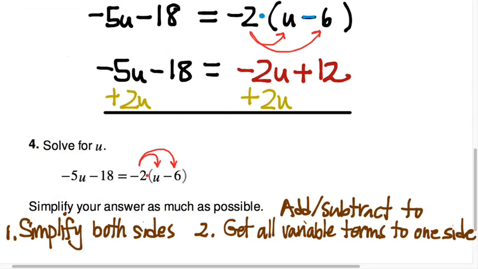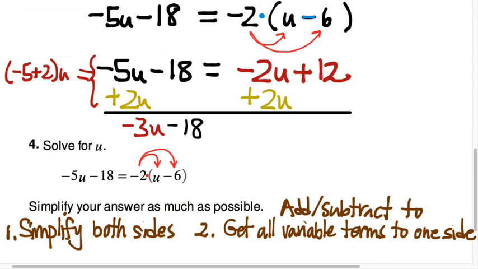So when I do that, how many u's do I end up with on the left-hand side? Negative 3. I end up with negative 3 for negative 5 plus 2, again using the distributive property of multiplication over addition backwards. So I end up with all of my u's on the left-hand side, and on my right-hand side, I get just a single number, 12. So all of my u's are now on one side of the equation. The other side of the equation is only a number.